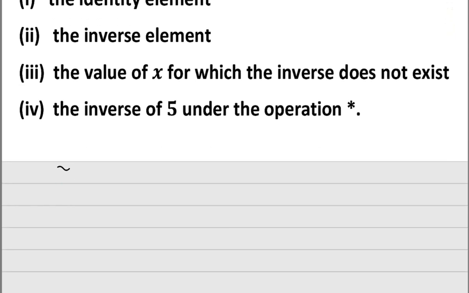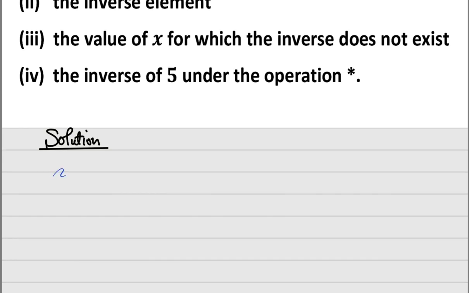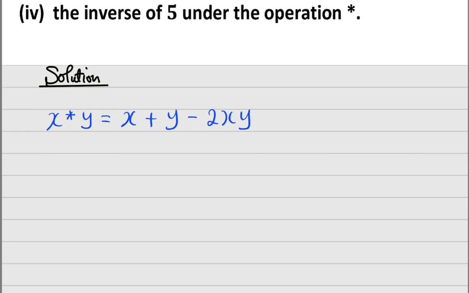Now, the first thing, remember, this is the solution. Recall what we are given is x asterisk y equals x plus y minus 2xy. Now, this is so important. We are going to be making use of it on everything that we are going to do today. So, the first thing is to find the identity element.